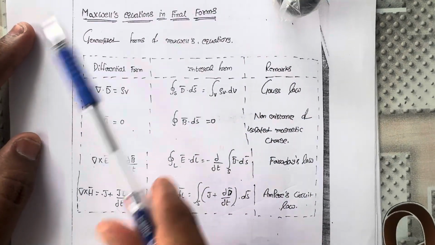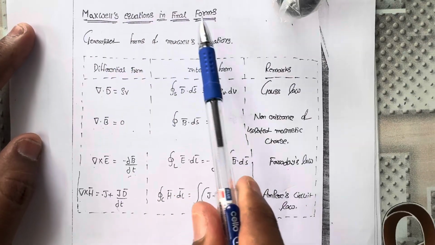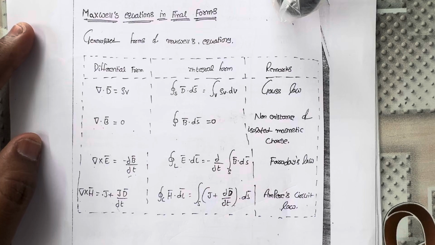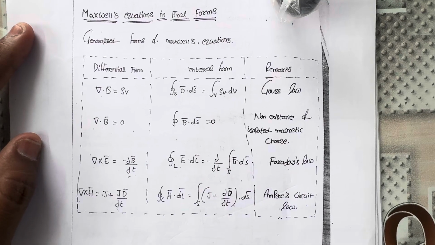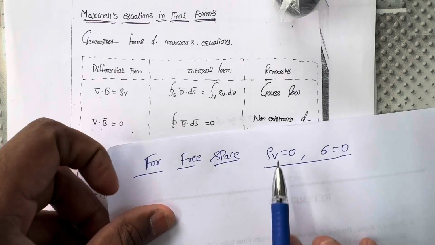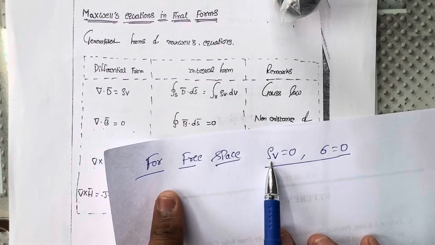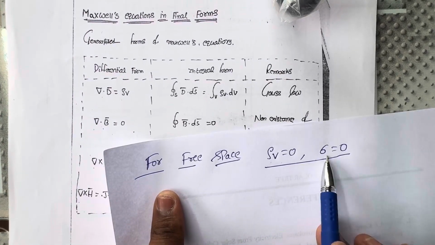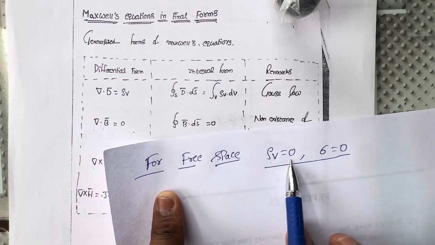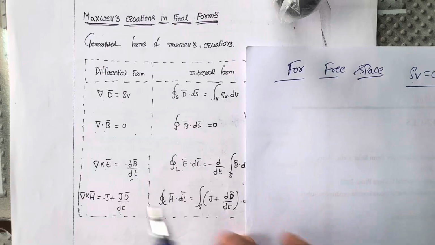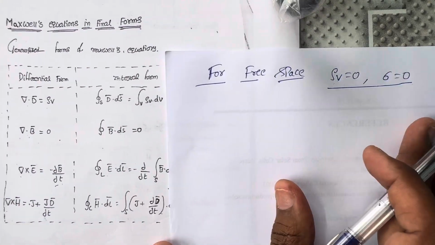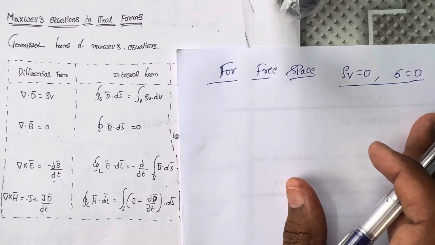Now look here. These are the Maxwell equations in final form that we have seen in our last point. Now I am substituting our conditions: for free space we have already assumed rho v equal to 0 and sigma equal to 0. I am substituting these two conditions in these equations, so they will become the Maxwell equations for free space.